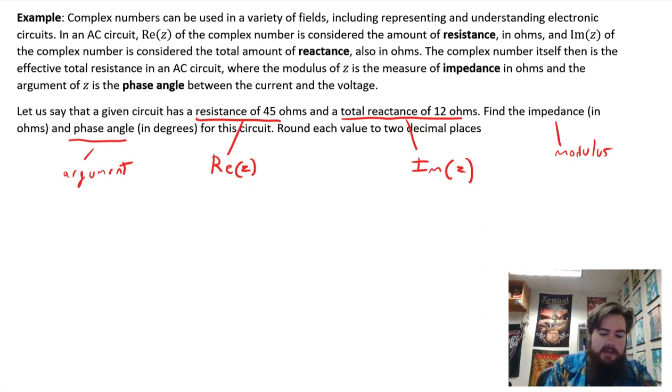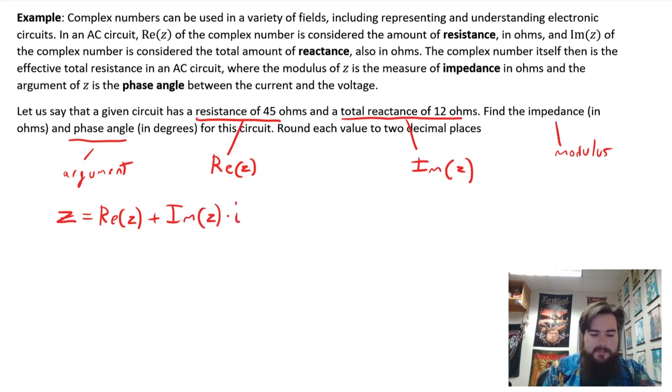If I write my complex number then, the real component plus the imaginary component times i, that means I can write this complex number as 45 + 12i. That would be my complex number to represent this circuit. The impedance is the modulus.